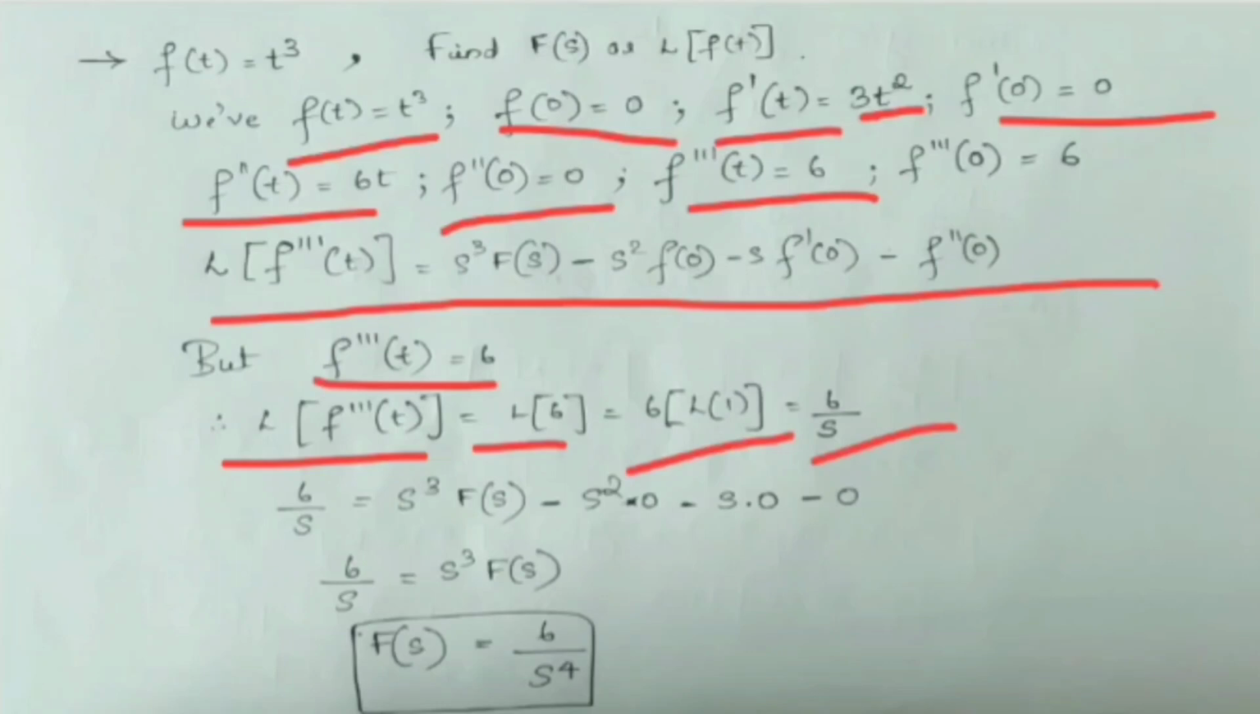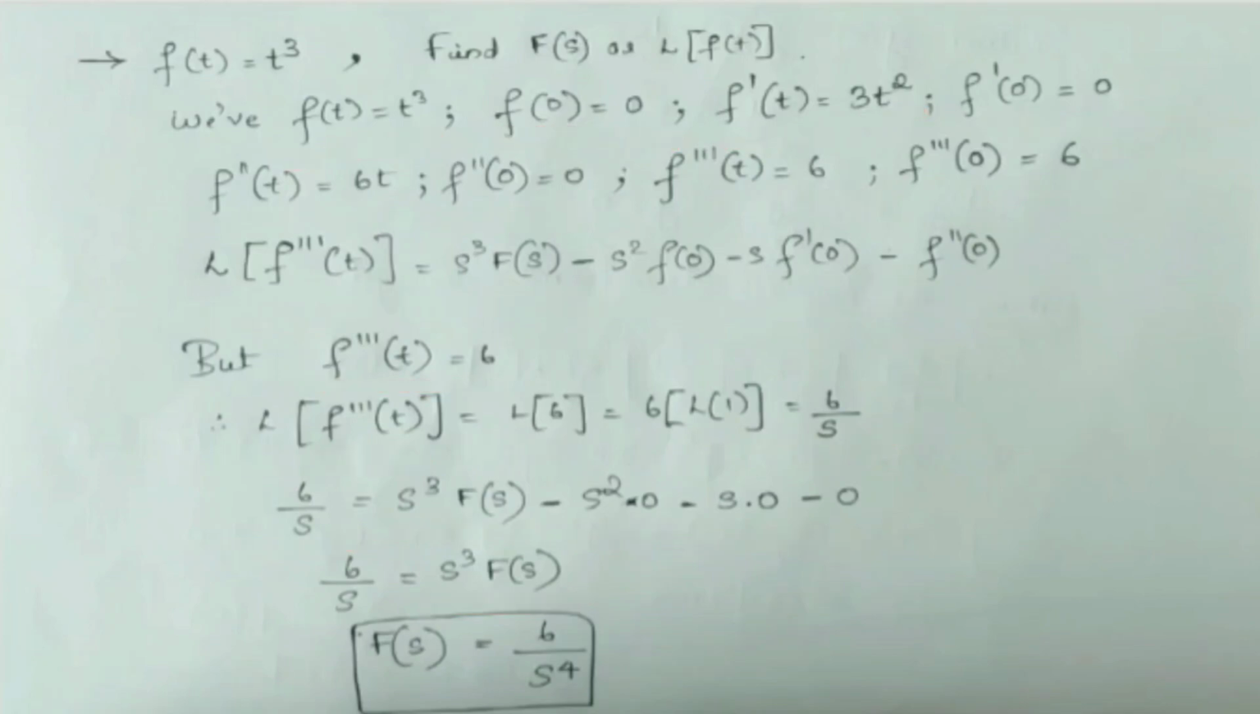Let's substitute all these values. We'll get 6 by s is equal to s cube F of s minus s square into f of 0, which is 0, minus s into f dash of 0, f dash of 0 is 0, minus f double dash of 0, f double dash of 0 is also 0. So 6 by s is equal to s cube F of s. Therefore, F of s is equal to 6 by s into s cube, that is 6 by s raised to 4.